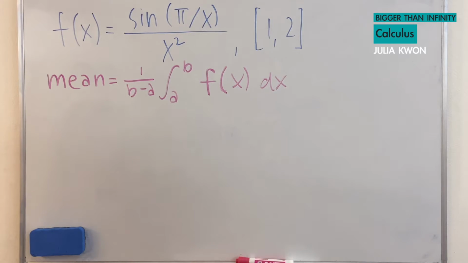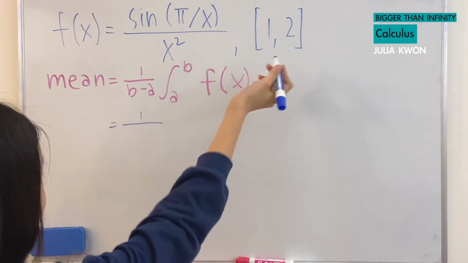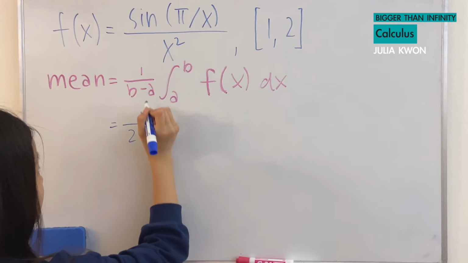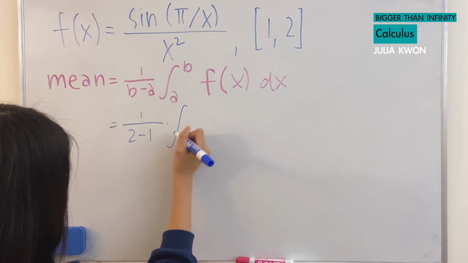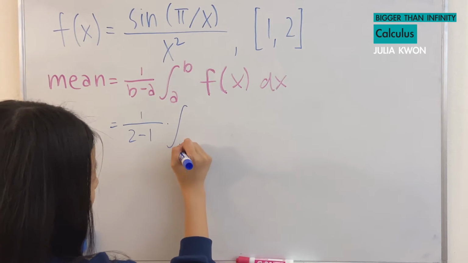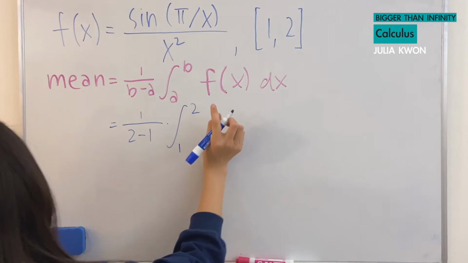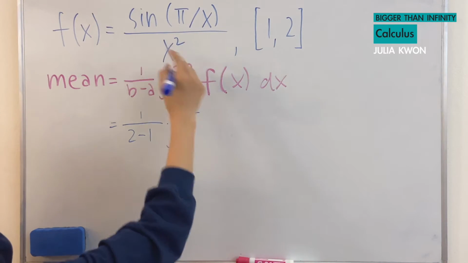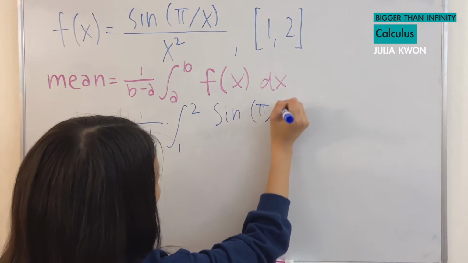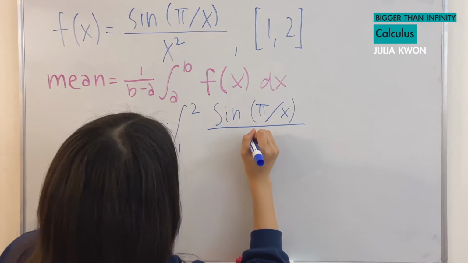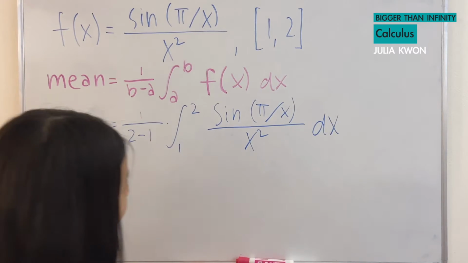Okay, now let's plug in everything that we know. 1 divided by b, which is 2, minus a, which is 1, times the integral from a, which is 1, to b, which is 2, of f(x), which is sine of pi divided by x, divided by x squared, dx.